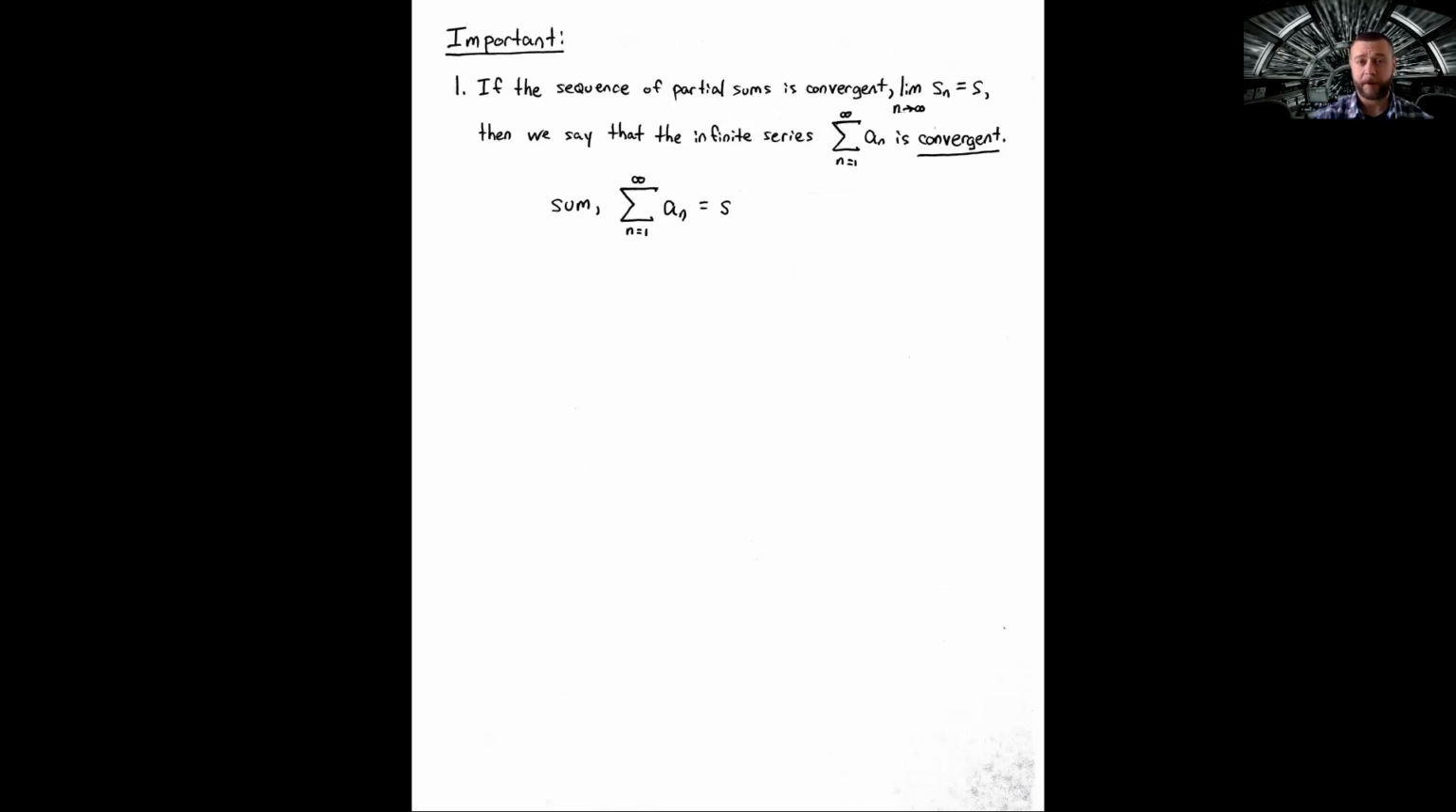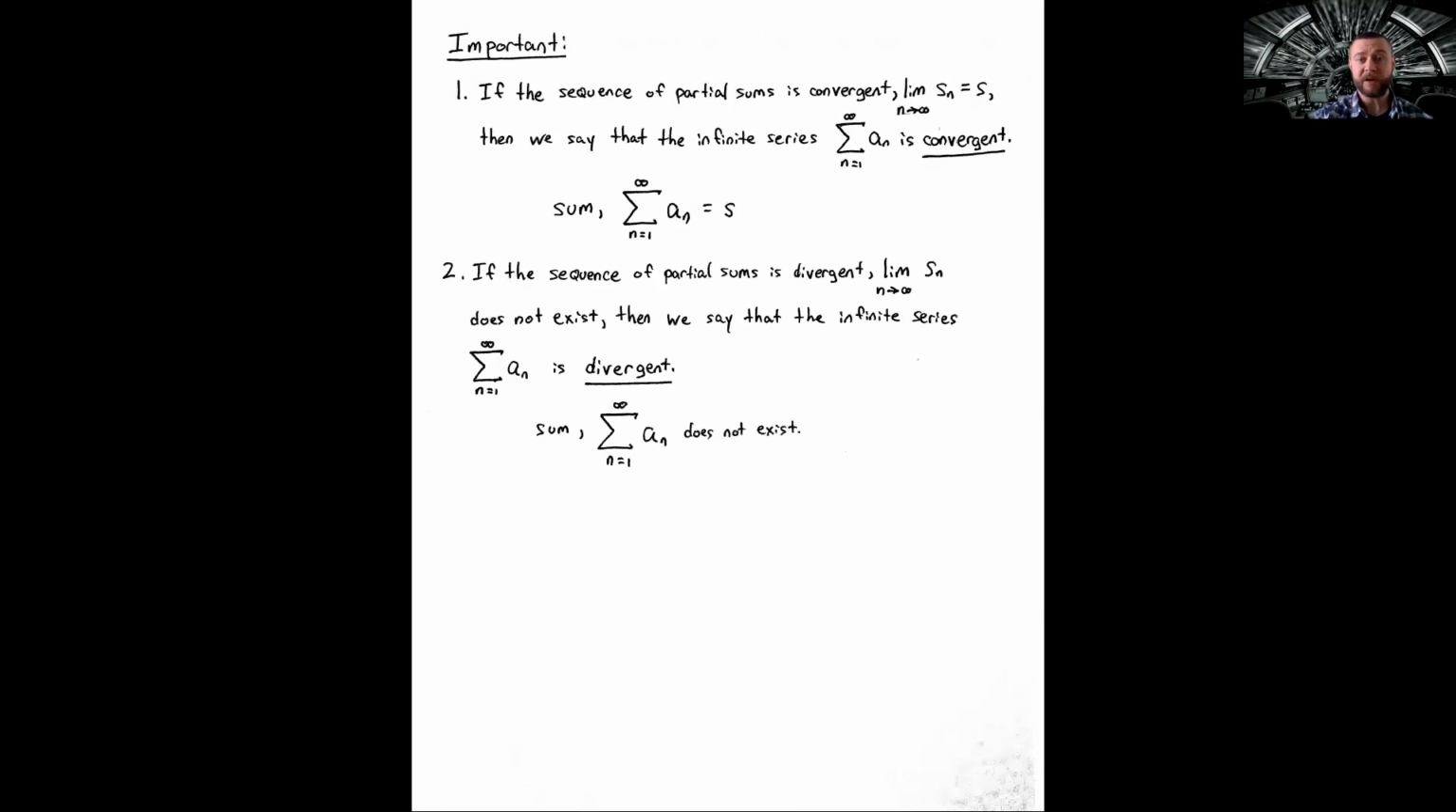All right, so the first part is we're going to say that if the sequence of partial sums has a limit that exists, so in other words, if S sub n, that formula for the sequence of partial sums, has a limit, if it's convergent, then we say the infinite series is convergent. And what that sequence of partial sums converges to, that is mathematically what we define as the sum of the infinite series.